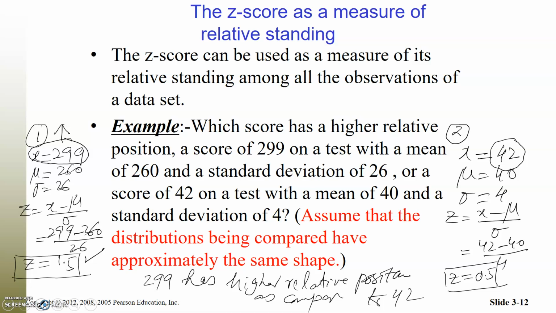So the z-score can also be used to find out the relative position of the data values. We want to compare the relative position of the data values in this way.